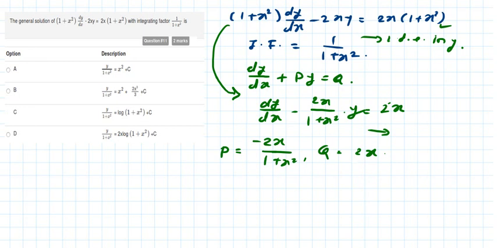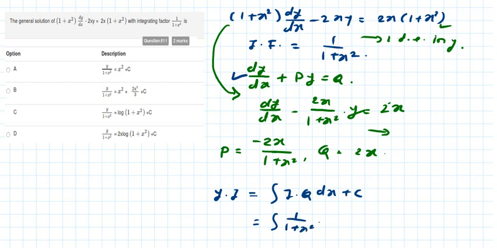So if the differential equation is in type 1, then its solution will be y into integrating factor equal to the integral of integrating factor into q dx plus c. What is the integrating factor? The integrating factor is 1 by 1 plus x square. Into q, what is q? Q is 2x, dx plus c.